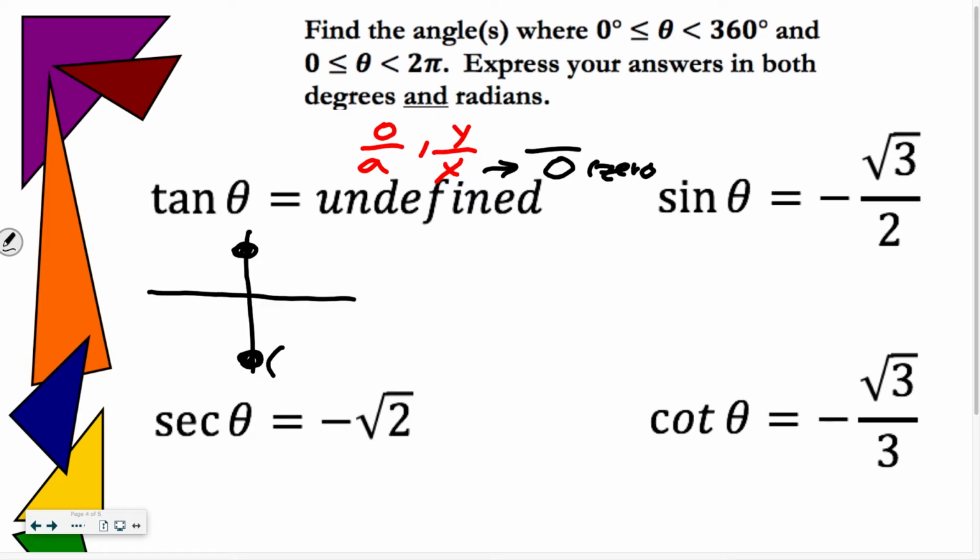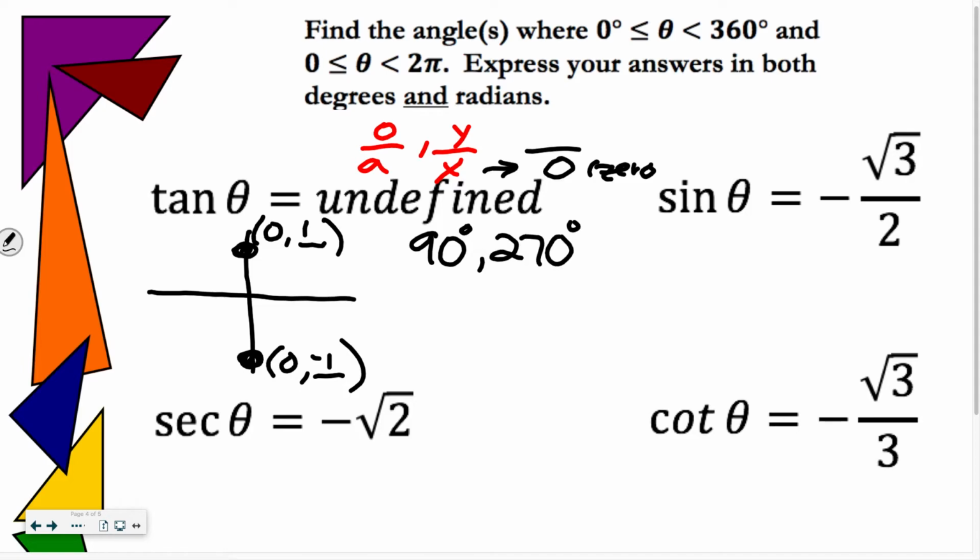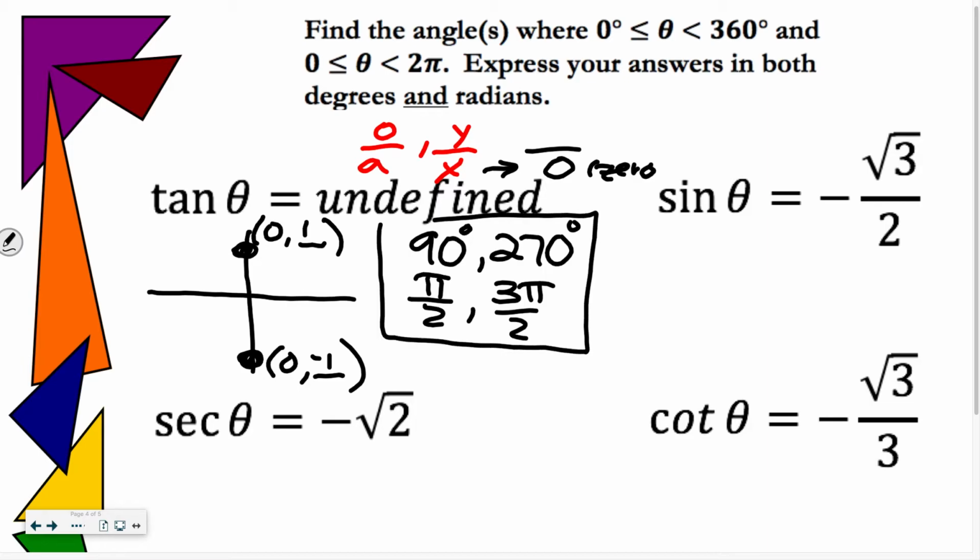Right? At both of these points, you would have 0, and I usually put in a -1 and a +1, but you could put in any number right there. 0, something. I'll put in 1 and -1. So what angles are those? 90, 270. In radians? Pi over 2. And 3 pi over 2, because this is 1 pi, this is 2 pi, so this is 1.5 pi.